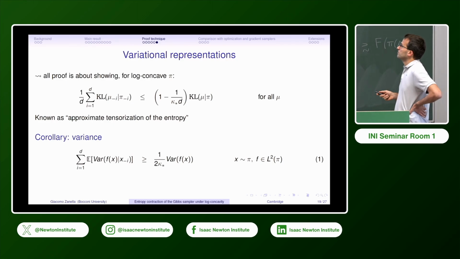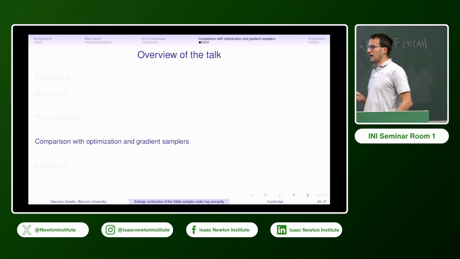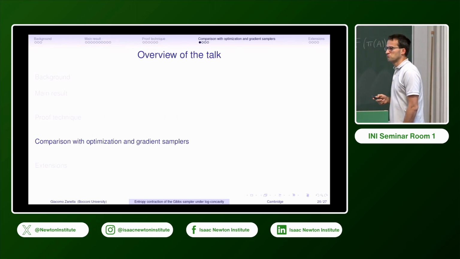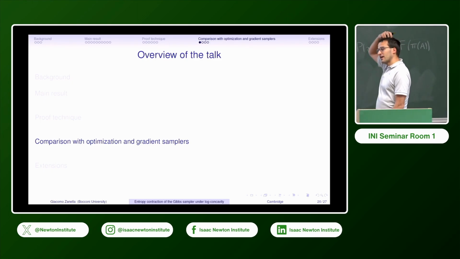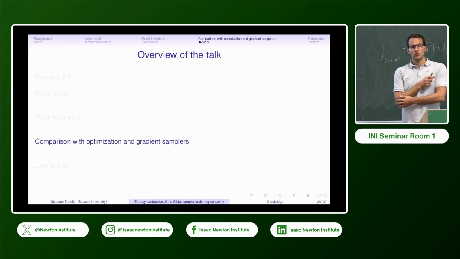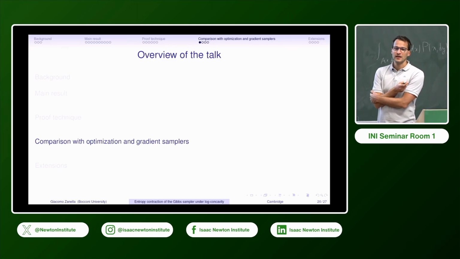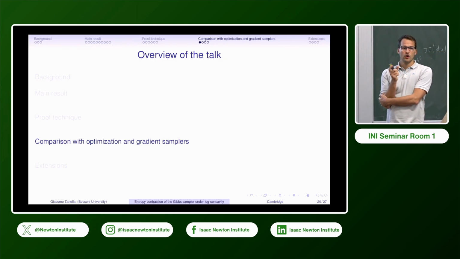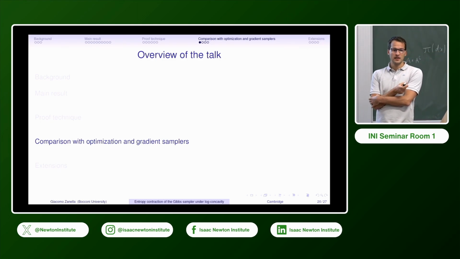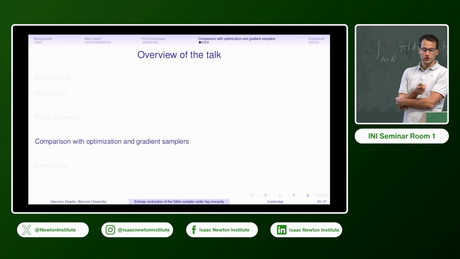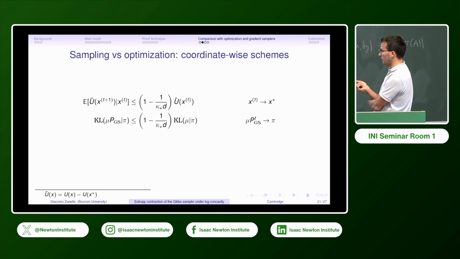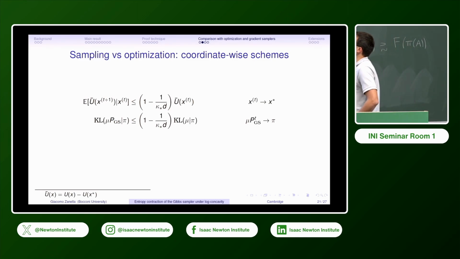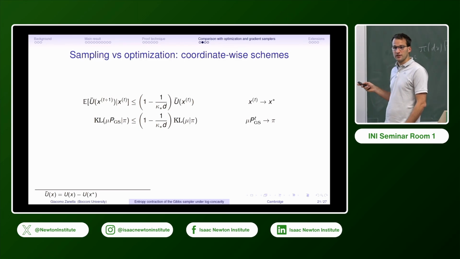Okay, so in the remaining time, I'll discuss a bit the comparison with optimization and gradient-based samplers. I already discussed a bit the comparison with optimization. Here, what I want to highlight is the difference between the coordinate-wise story and the gradient-based story, which is probably a bit more familiar in general to people. So in particular, what we said so far is that if you do coordinate-wise sampling and optimization for strongly log-concave distributions, you get exactly the same convergence rate, okay?